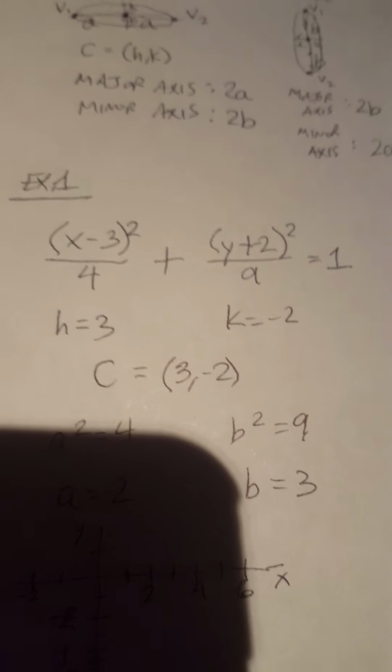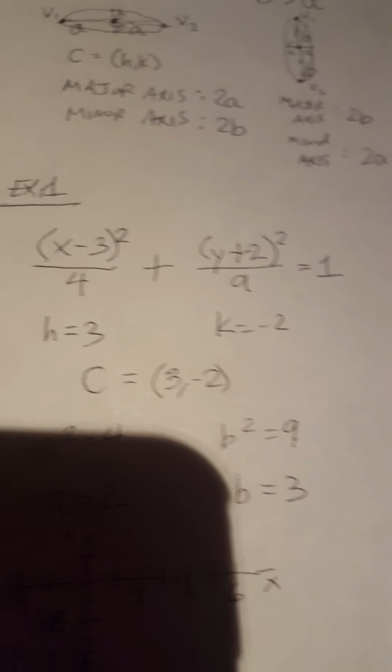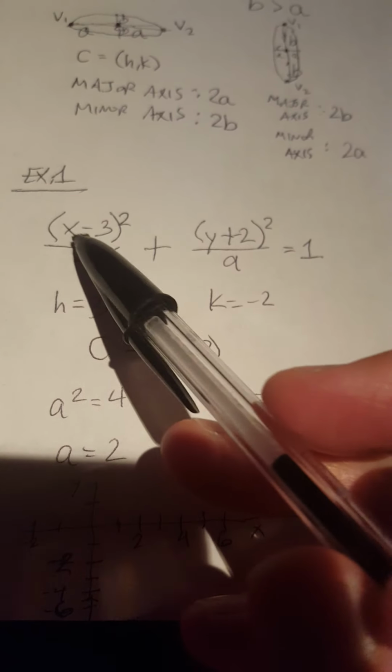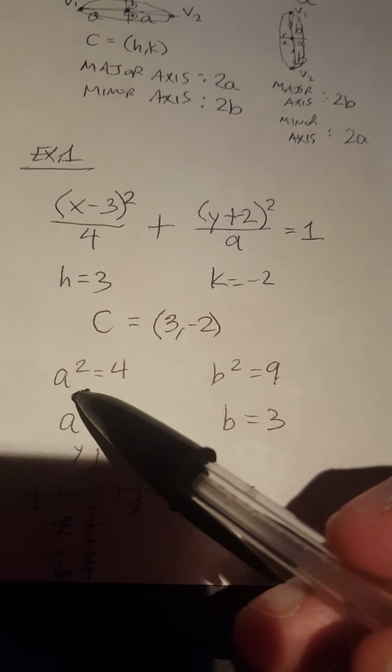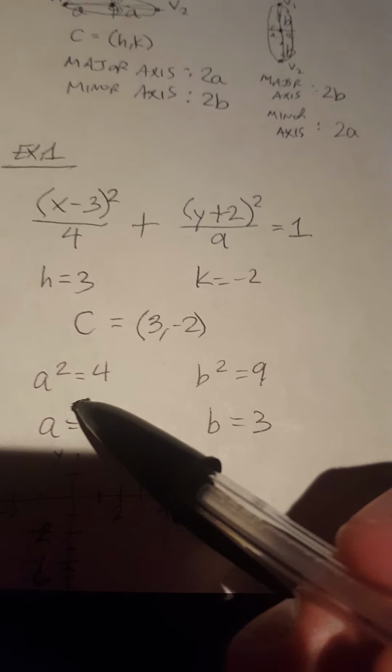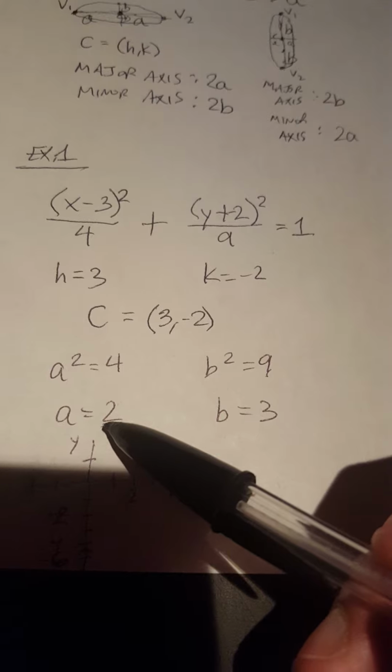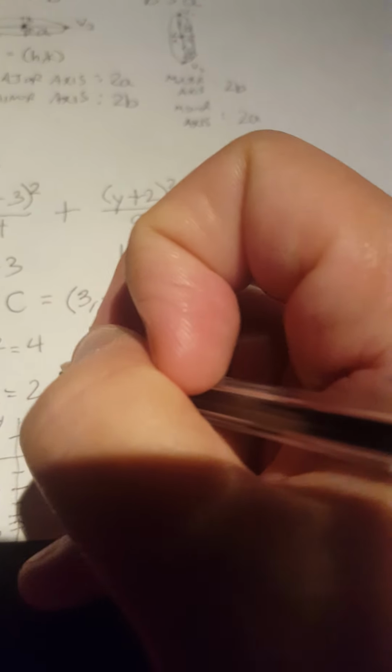Okay, so from here we have our center, 3, negative 2. What is under the x's here is the 4. So we're going to say that our a squared is 4. The square root of both sides, a equals 2. So in other words, from your center, you're going to be going right and left. Go 2 this way, and you go 2 the other way. Your center here being in the middle.